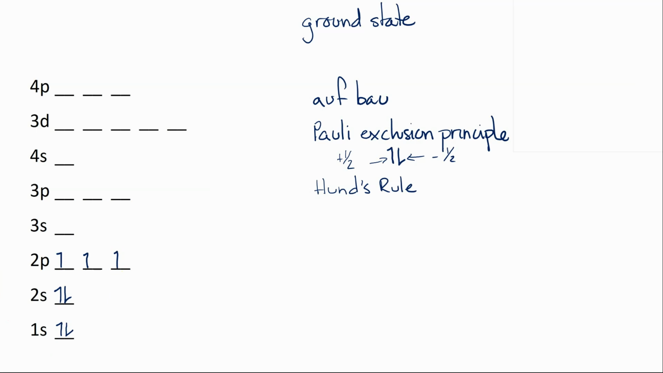There's 7. Now that we've filled those up, we're going to go back and pair up 8, 9, 10. Okay, so that's what Hund's Rule is. And following these rules, we can put all the electrons into an atom and get the ground state electron configuration.